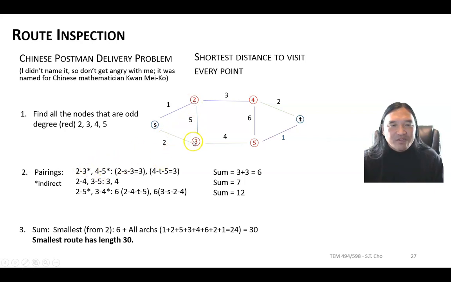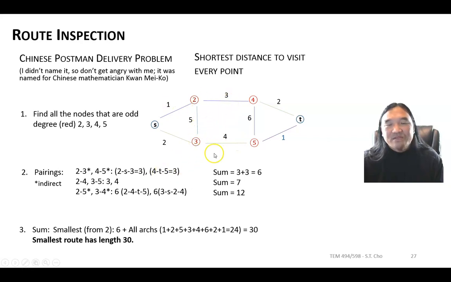So 2 going to 3, pick the shortest distance. So 2 going to 3 means I'm going to go 2 to S to 3, which is 3. Or I'm going to do 4 to 5, which would be 4 to T to 5. Also, another pair is 2, 4, and 3, 5. So that's pretty straightforward. There is no other way.